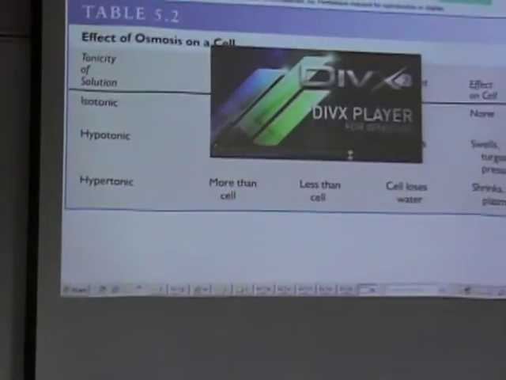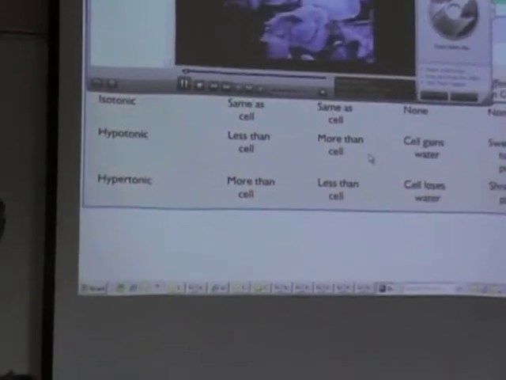Video footage of osmosis. Let's see it. The leaves wilt because water diffuses out of the cell. This is if you water with salt water.